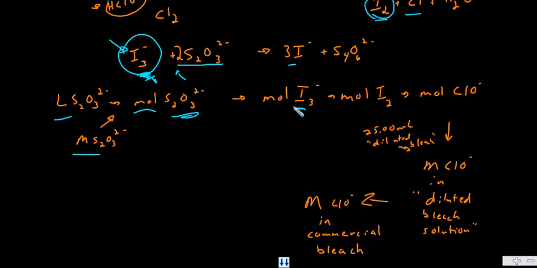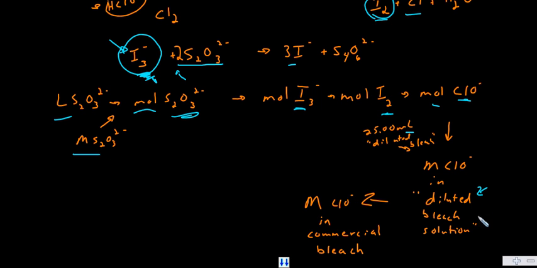But when you know how many moles of I3 minus have reacted, you'll know how many moles of I2 had been used to build that, and therefore you'll know how many moles of hypochlorite were used to create those I2s. And so you'll know ultimately the number of moles of hypochlorite in your dilute bleach solution. And knowing the moles and the volume of your dilute bleach solution, you'll know the molarity of your dilute bleach solution.